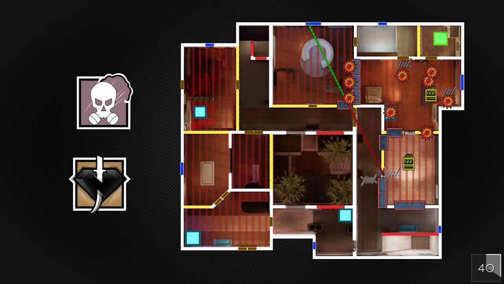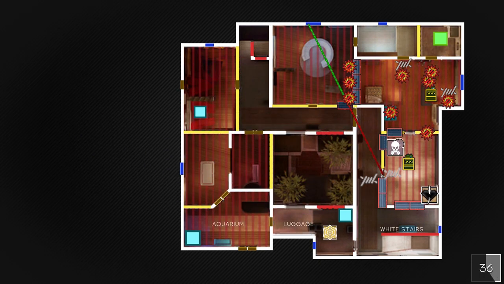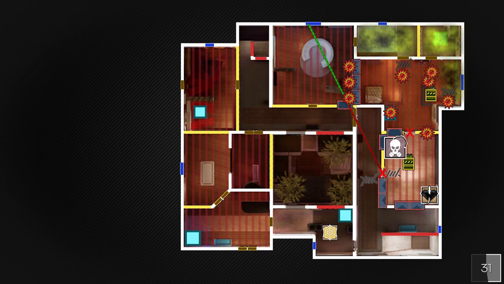Smoke and Kaid play within the safe haven of Theatre, whilst Jaeger plays in luggage to protect White Stairs and Aquarium to the south. Smoke's role here is to deny attackers from entering the site with his smoke canisters.